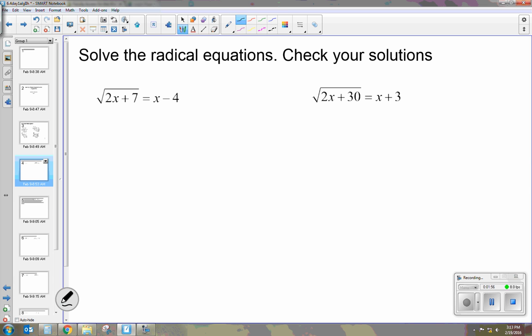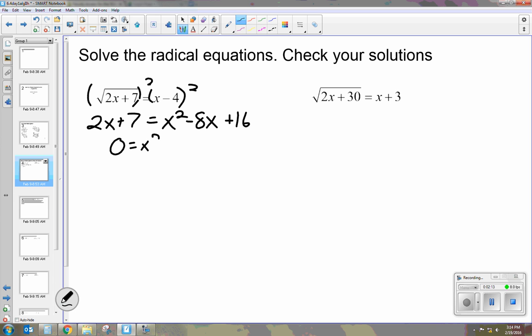Moving on here, because we already have the radical on a side by itself, we're going to start by simply squaring both sides. So we have 2x plus 7, and then we have to FOIL this side, so we have x squared minus 8x plus 16. We get everything over to the right. We have x squared minus 10x plus 9. This factors into x minus 9, x minus 1. X equals 9 and 1.